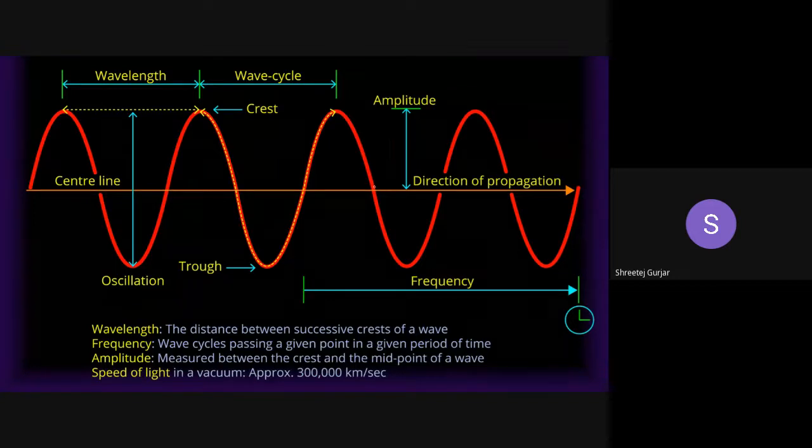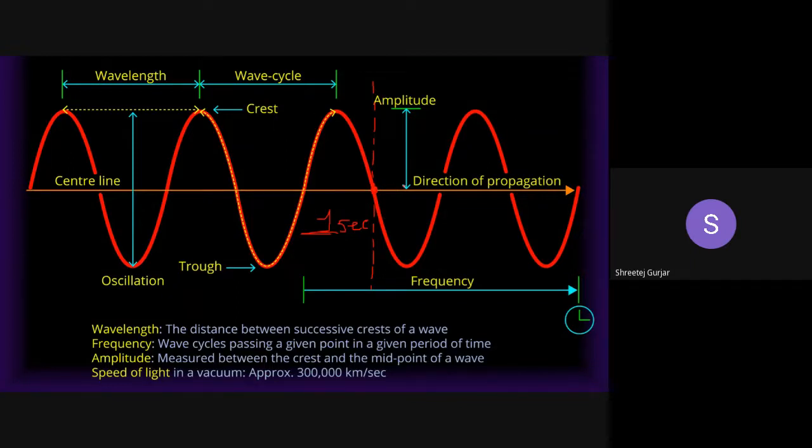Suppose we consider this point, or we consider a plane. Like this we consider a plane. The number of waves that pass through this particular section in 1 second is called the frequency of that particular wave. In 1 second we measure how many waves pass through this section. Suppose 1,000 waves pass through this cross section in 1 second.